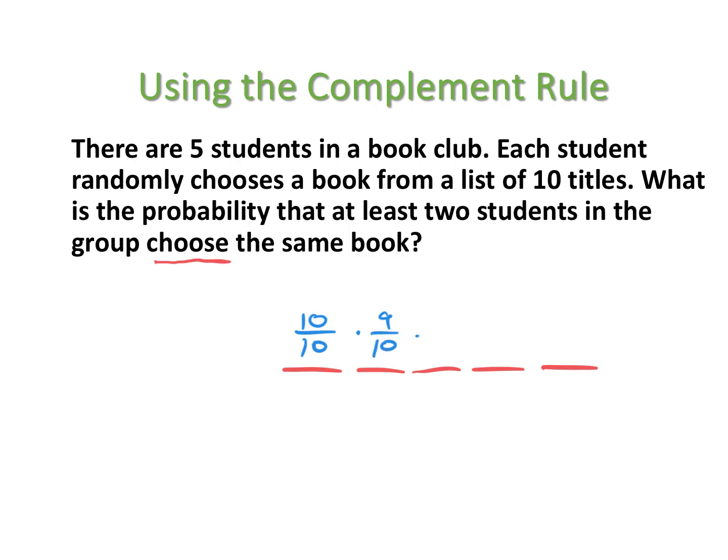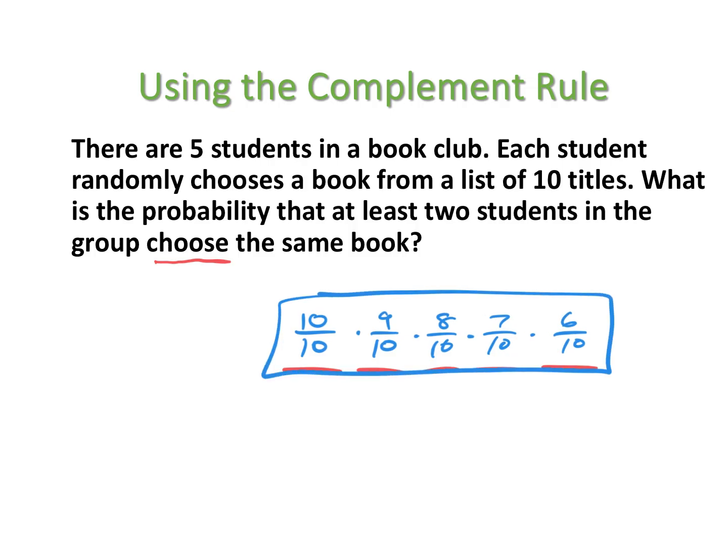And notice I'm multiplying these probabilities because we're assuming that everybody is choosing a different book each case. So this would be assumed to be an and scenario. In the third case, the student would have an 8 out of 10, and you can kind of see the pattern. The next student would have a 7 out of 10, and the last student would have a 6 out of 10 chance. This would be the probability of everybody choosing something different.